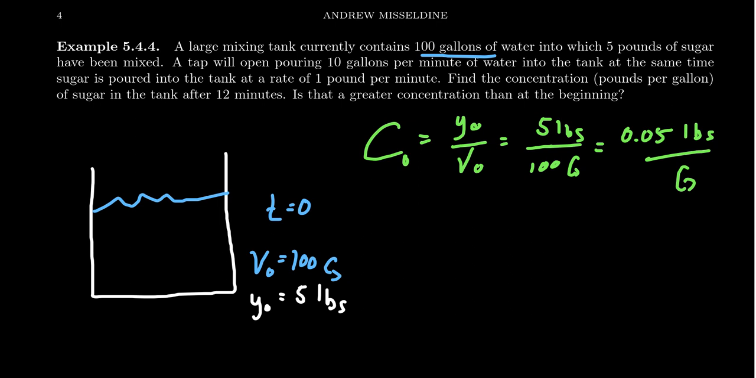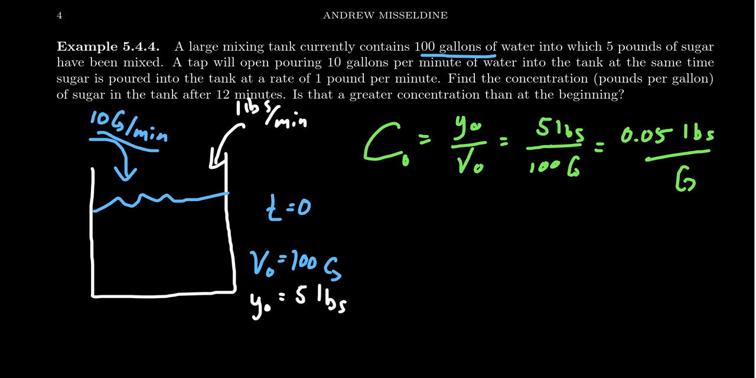But now the thing is changing. The amount of water is changing in this system. So what we're doing is we're adding 10 gallons per minute. So with respect to time, this is changing. We're also adding sugar, so we're increasing it by 1 pound per minute in terms of sugar. And so we want to see what happens 12 minutes later. So what I want to do is first find a model for the volume and for the sugar.